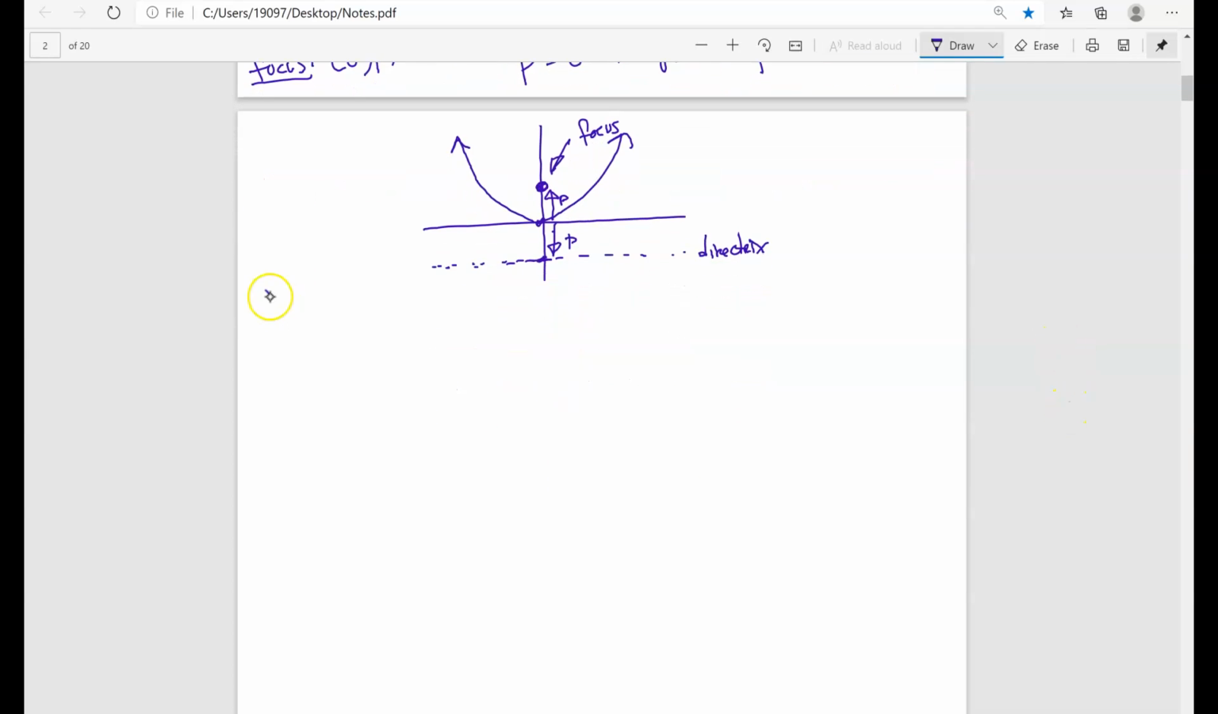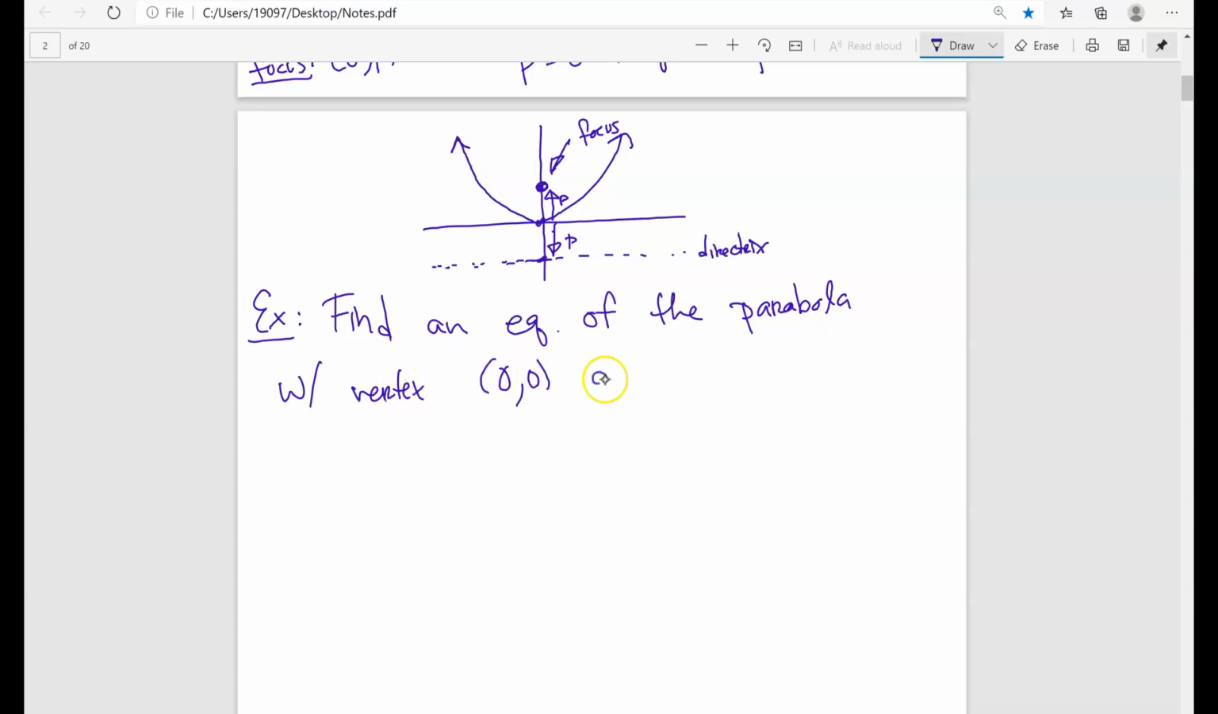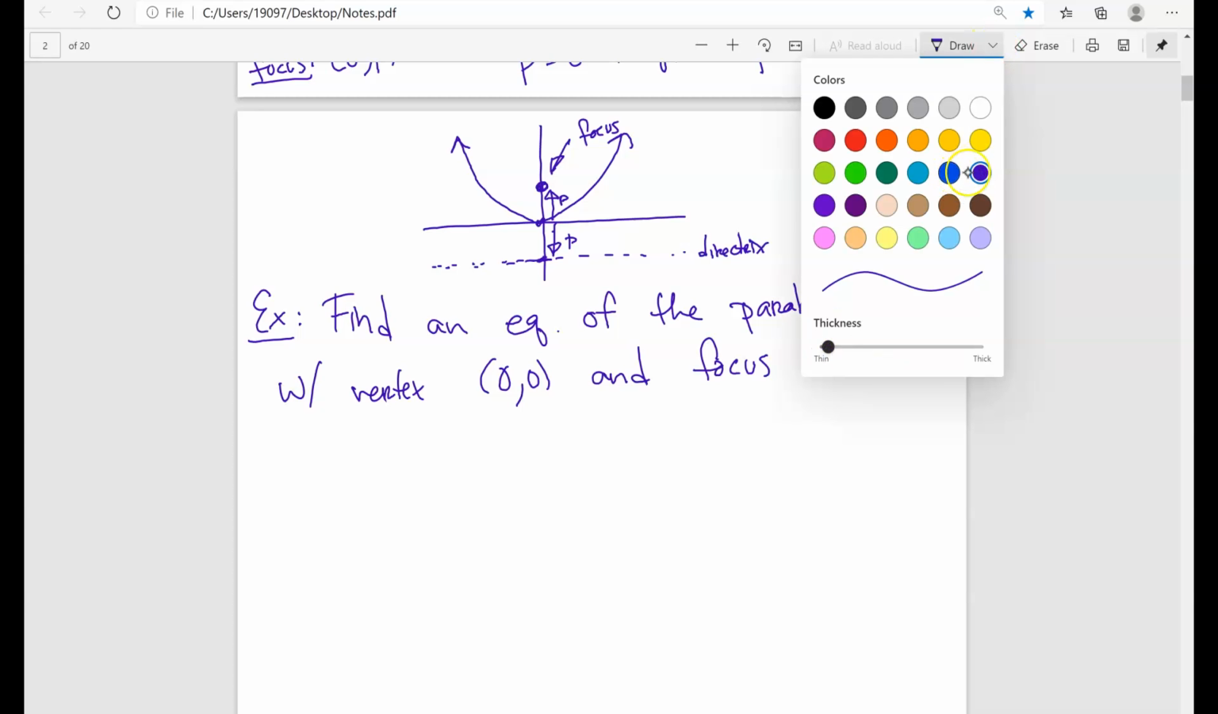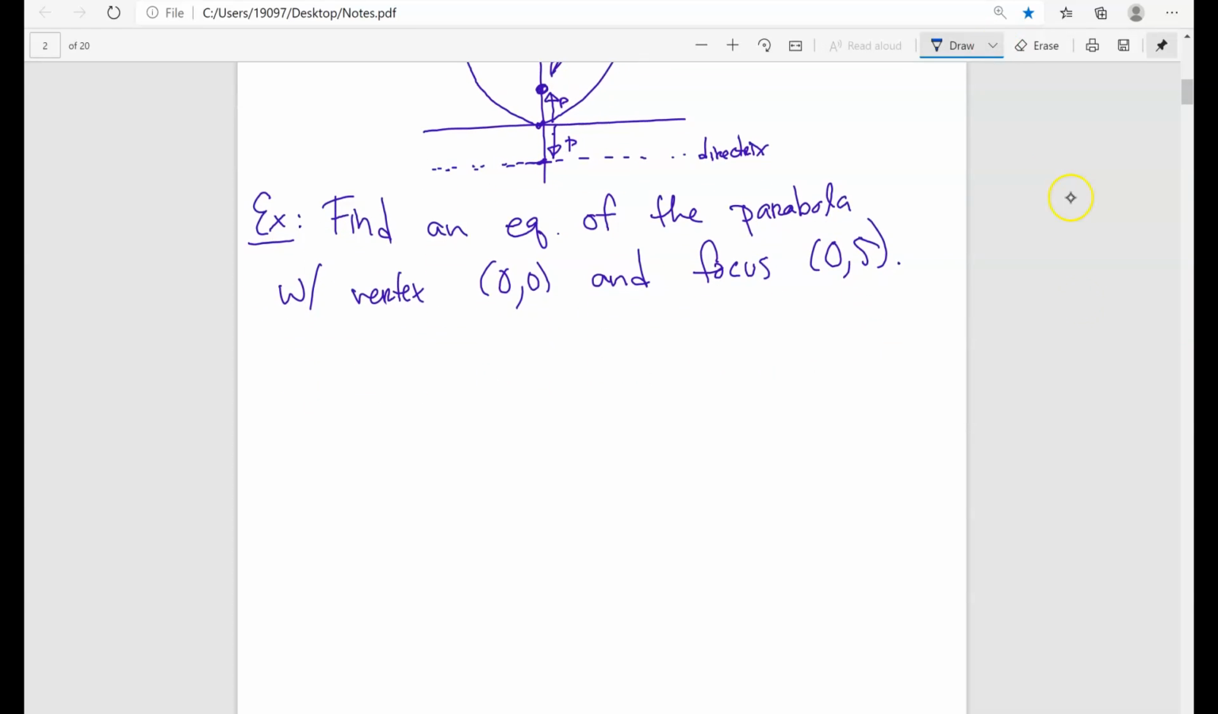Okay, so let's do a couple of examples. We want to find an equation of the parabola with vertex 0, 0 and focus 0, 5. Okay, so this is what we want to find. So we know that the vertex is going to be right at the origin. Here's x and here's y. We know that this is going to be right at the origin. But it doesn't tell you if it's going to be going up or down. But the focus says that you have 0, 5.